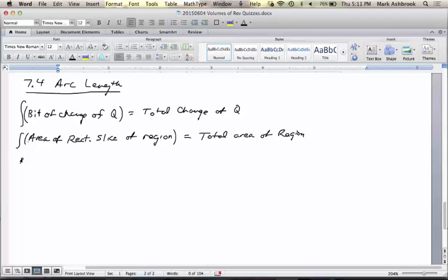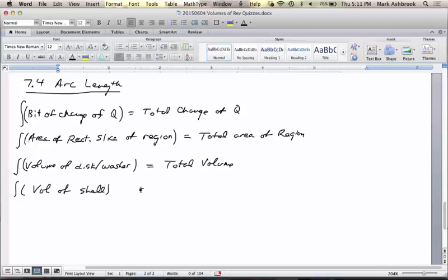Okay, and then we did the sum of the typical volume of a disc or washer, and that gave us a total volume. We did the same thing for shells, and that also gives us total volume. Okay?